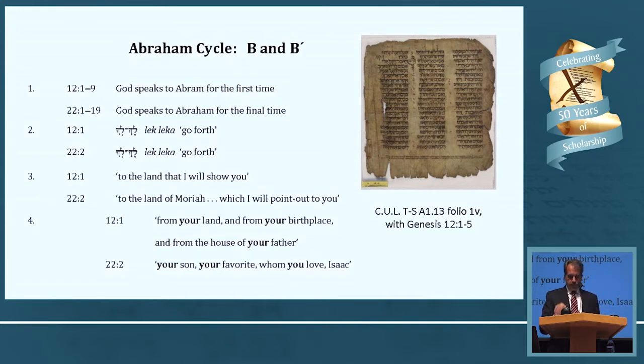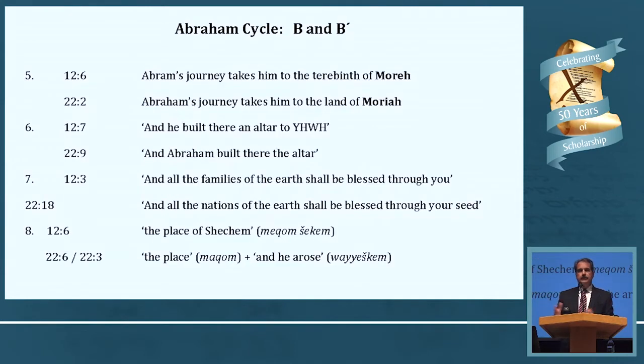In chapter 12, verse 1, God tells Abraham 3 times, notice the word your, right? You're going to go from your land, he's leaving his hometown in Mesopotamia, from your land, from your birthplace, and from the house of your father, threefold. When he tells him to go sacrifice Isaac, right, it's not just go sacrifice Isaac. It's your son, your favorite one, whom you love, Isaac, right? So the threefold use there of the pronoun you or your. In chapter 12, he goes to the terebinth of Moreh, an auditory echo in chapter 22, as I just mentioned, to the land of Moriah.